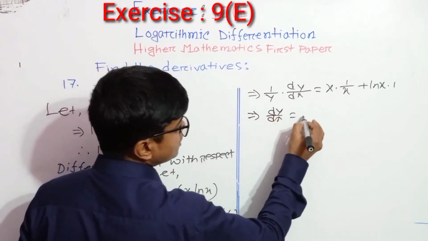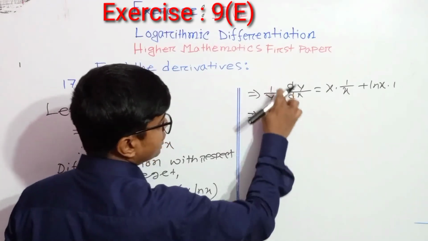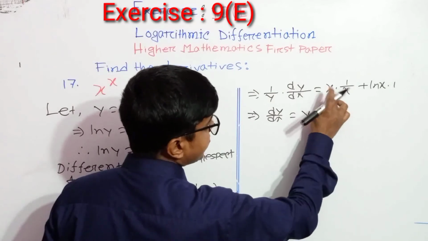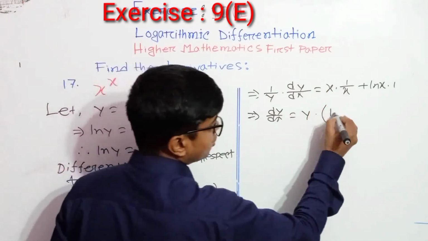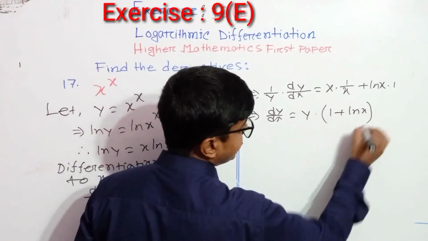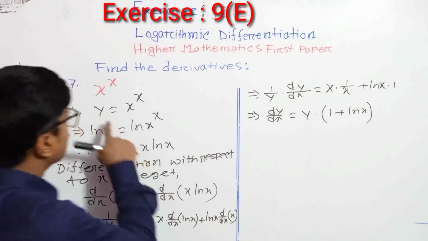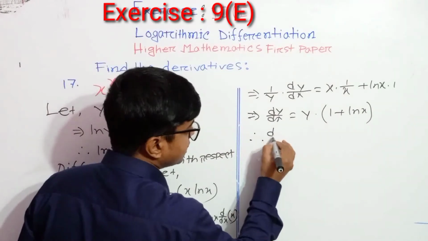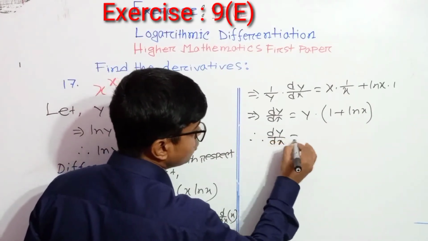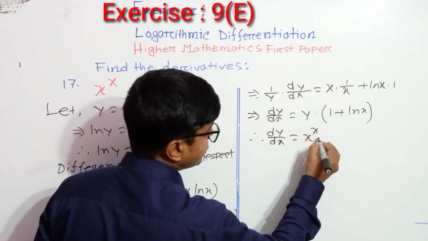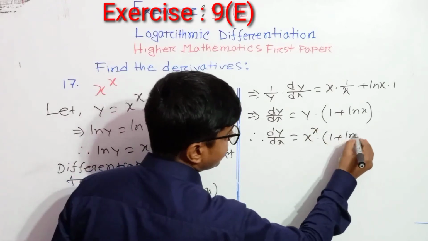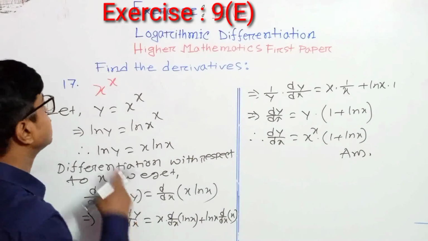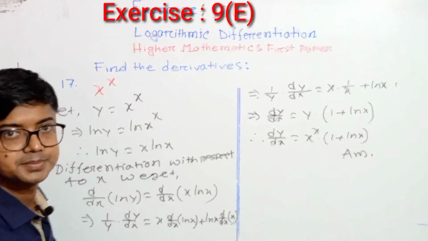Now after this line, d/dx of y equals to, for this part it will be y into x and x, it will be cancelled, 1 plus ln x. Here look at this, y equals to x to the power x. So we can write d/dx of y equals to x to the power x into 1 plus ln x, which is the required answer of question number 17.